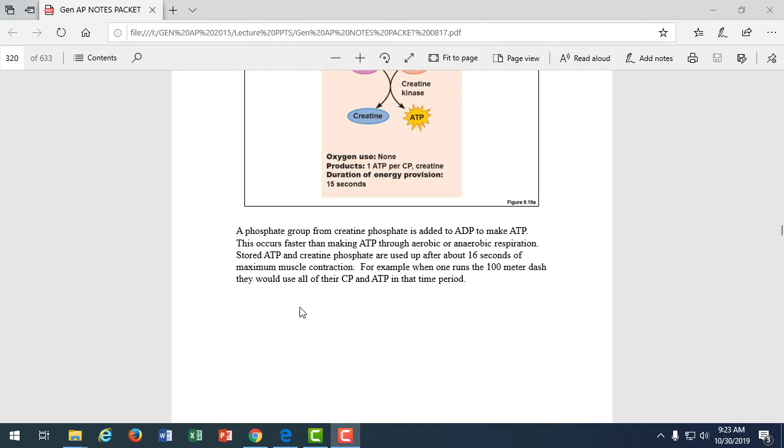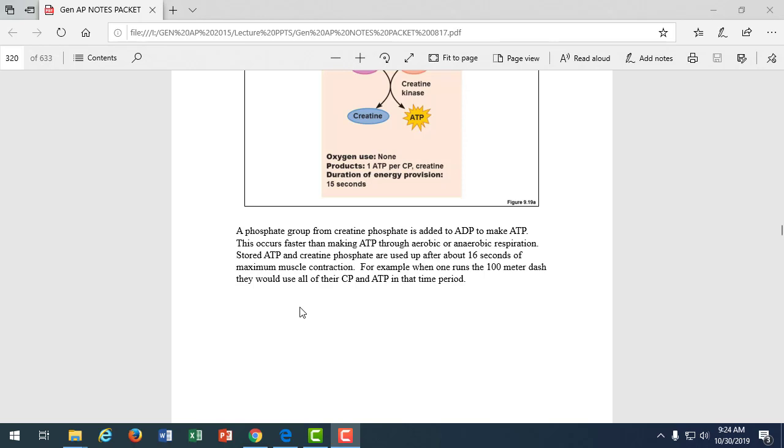So if you want to write that on the bottom: step number one, creatine phosphate. Step number two, anaerobic respiration. Step number three, aerobic respiration. That's the order in which our cells use energy in terms of muscle contraction. Creatine phosphate is number one. Then we use anaerobic respiration, but that doesn't give us a lot of energy. Then we have to go to aerobic respiration. And figure 9.17 in your textbook shows those steps.